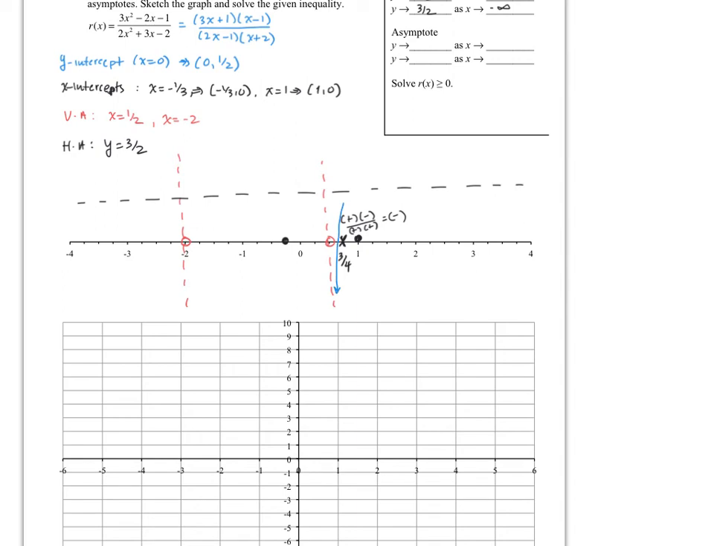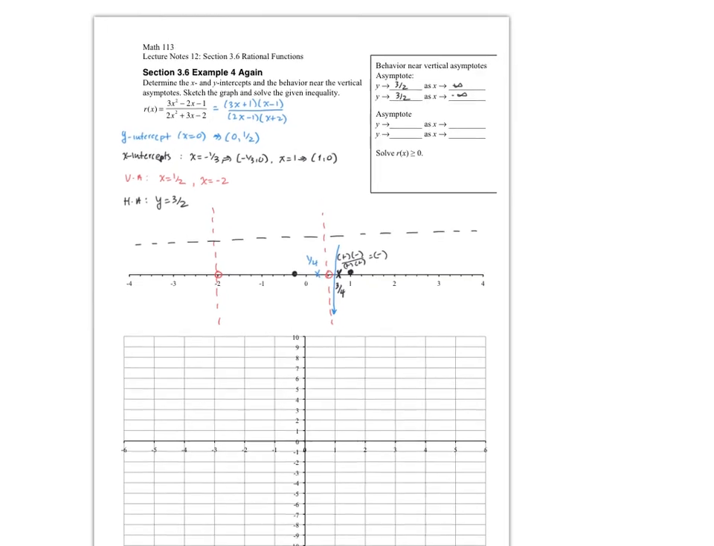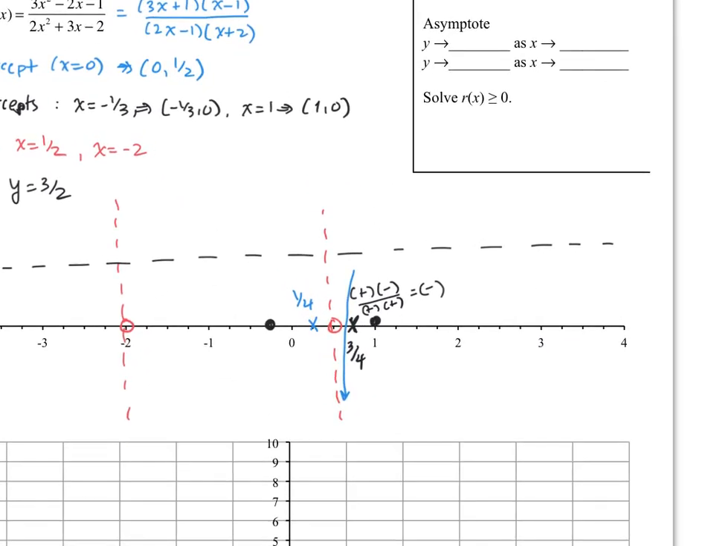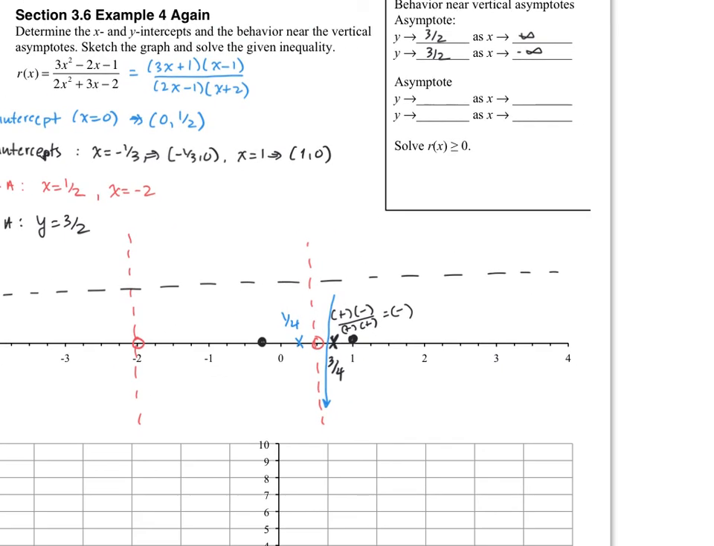Now do the same thing with here. Let's say 1/4. If you do 1/4, then the first one, this will be positive, clearly. This one will be negative. This one will also be negative. And the other one will be positive. So the whole thing will be positive.